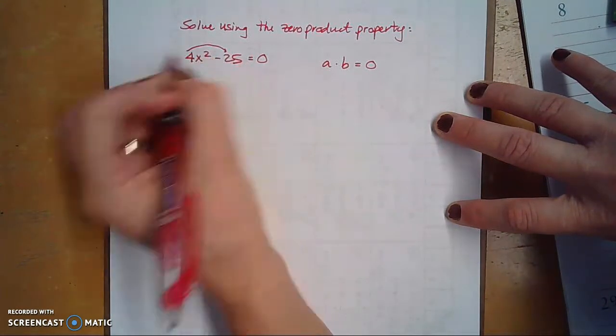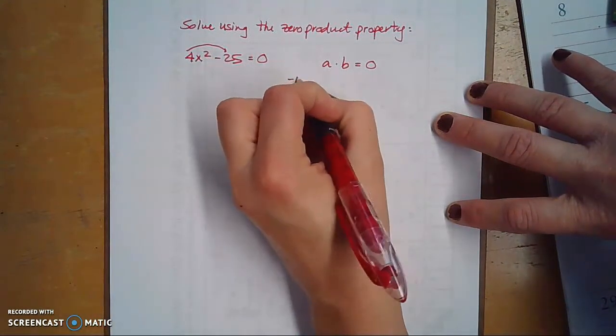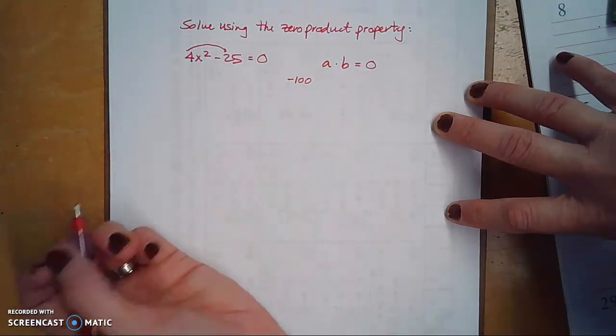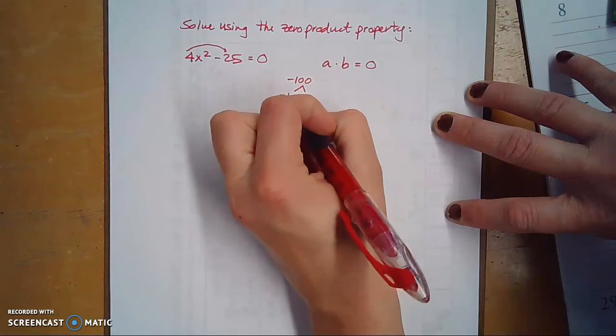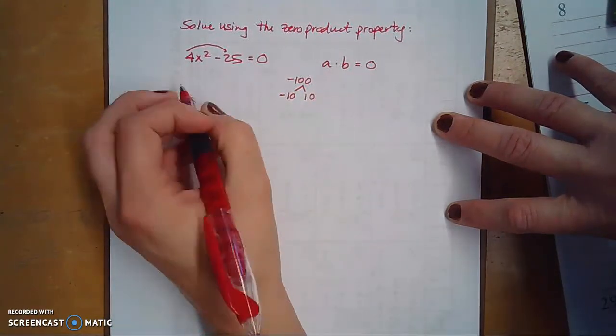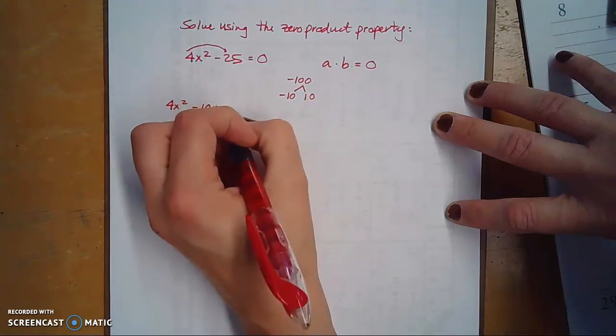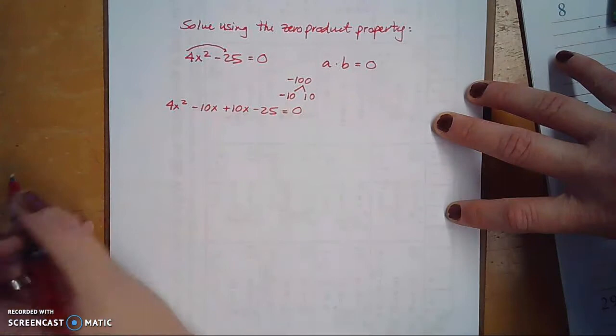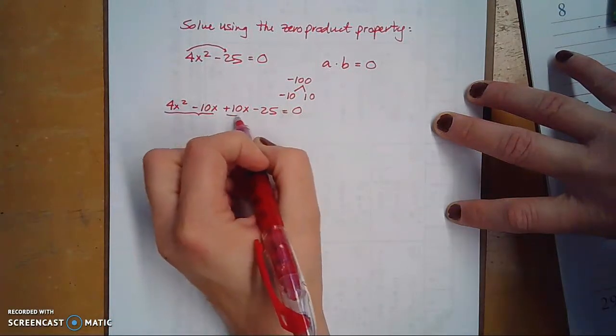So 4 times negative 25 is negative 100. We need factors of negative 100 that add together to give us 0. So that would be negative 10 and positive 10. So that's going to give us 4x squared minus 10x plus 10x minus 25 is equal to 0. And then we can factor by grouping.